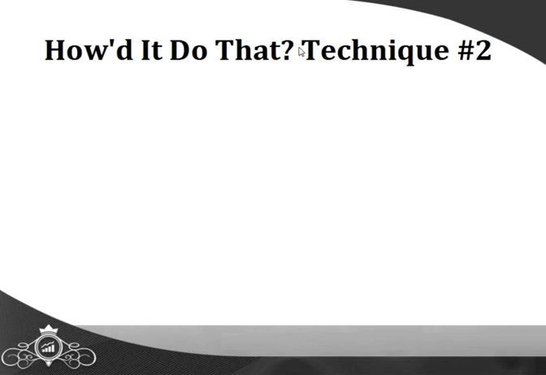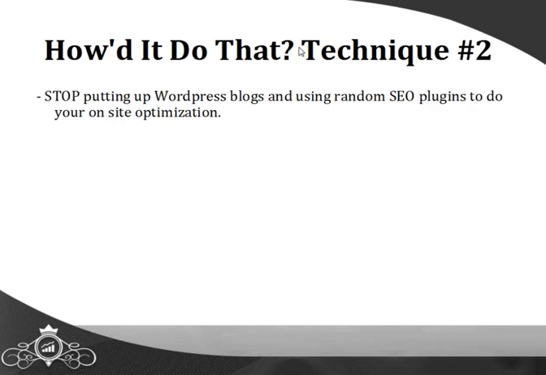Guys, this is technique number 2. Technique number 2 is to stop putting up WordPress blogs and using random SEO plugins and thinking that your on-site optimization is taken care of. Because some people have asked, I don't mean to stop using WordPress blogs, and I don't mean to stop using SEO plugins. It's just that you have to stop thinking that just by doing those two things your on-site optimization is taken care of, because it's really not.